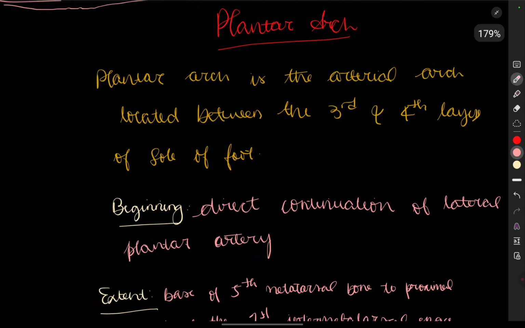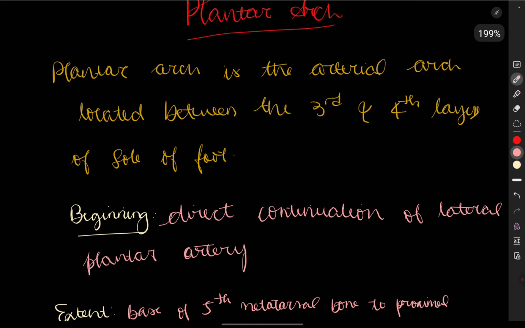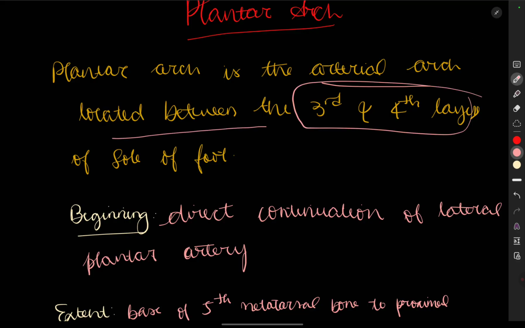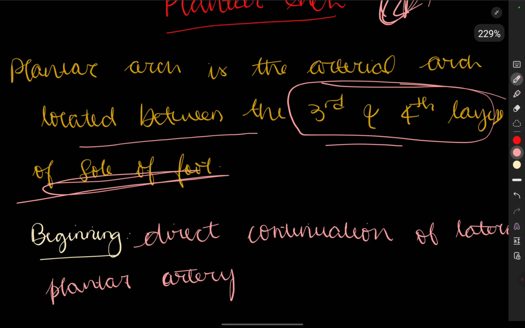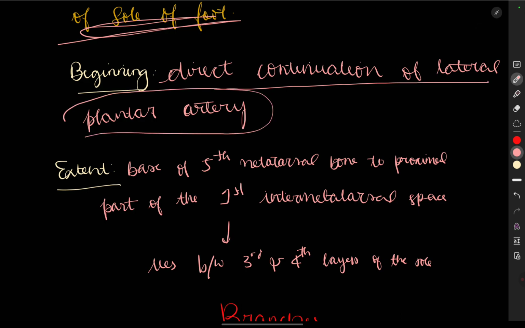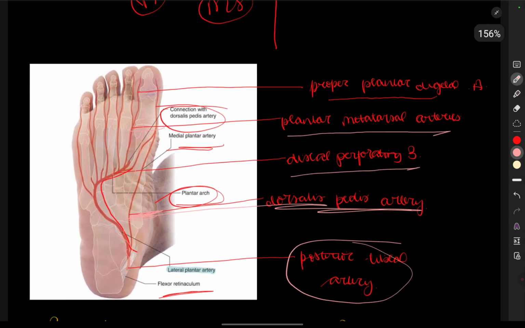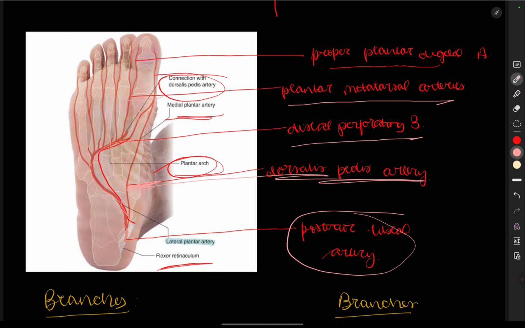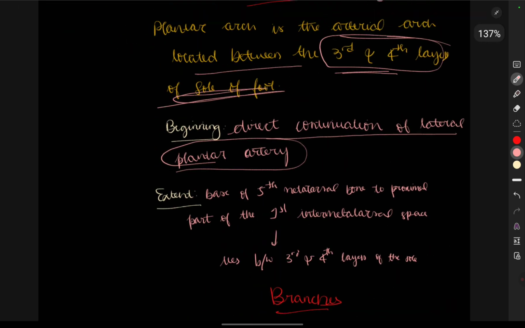Okay, now the last topic of this chapter is the plantar arc. Plantar arc is the arterial arc located between the third and the fourth layer of the sole of the foot. So now we saw the nerves. They are located between the first and the second layer, but this one is between the third and the fourth layer of the sole of foot. The beginning is a direct continuation of the lateral plantar artery. Let's see here. So this one, whatever you see here, this is the plantar arc, and this is the lateral plantar artery. It is the continuation, and that we call the beginning of the arc.